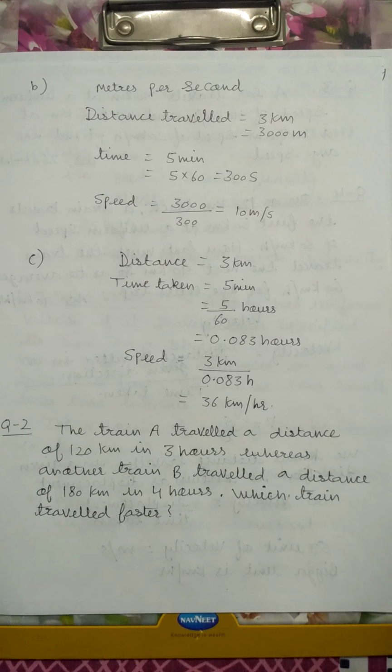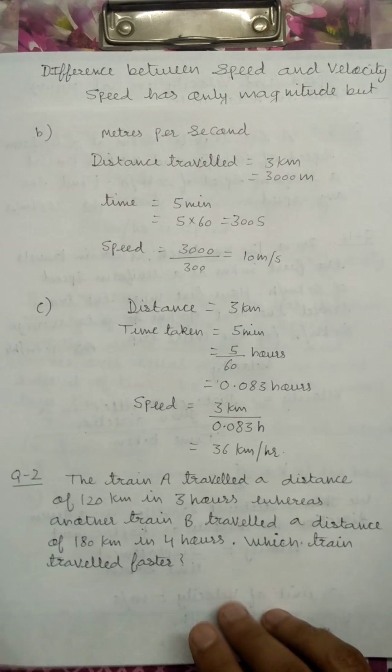Now this is the second numerical, and you have to solve this numerical by yourself. Train A traveled a distance of 120 kilometers in 3 hours, whereas another train B traveled a distance of 180 kilometers in 4 hours. Which train traveled faster?